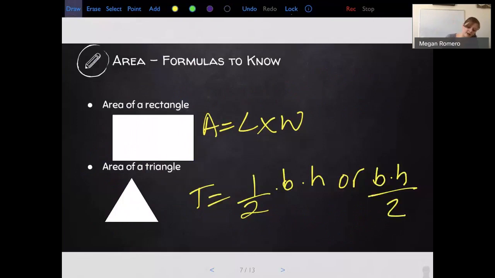So with the rectangle, we have the length and the width. With the triangle, the bottom is usually the base, and the height will be given to you. You won't necessarily be expected to calculate the height, but it intersects the base at a 90-degree angle. So you would take the base times the height and divide it by 2.